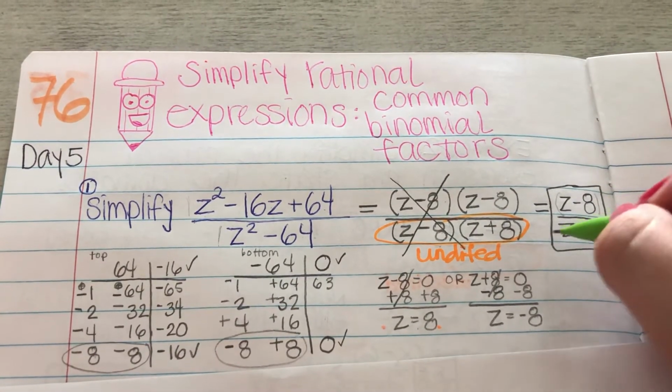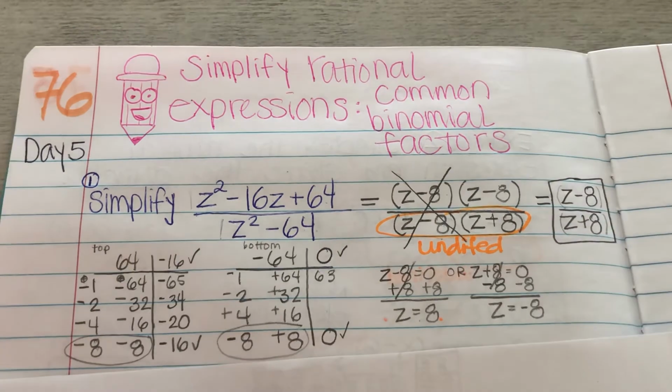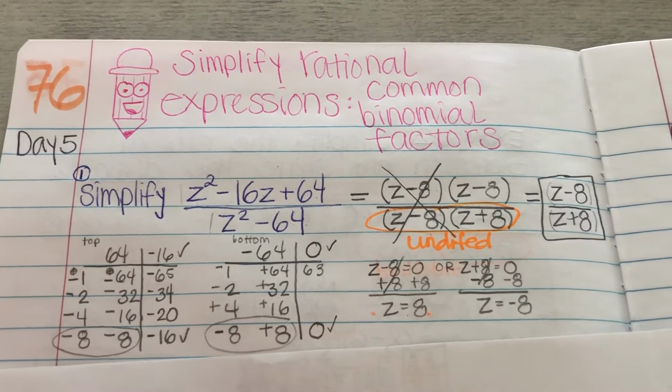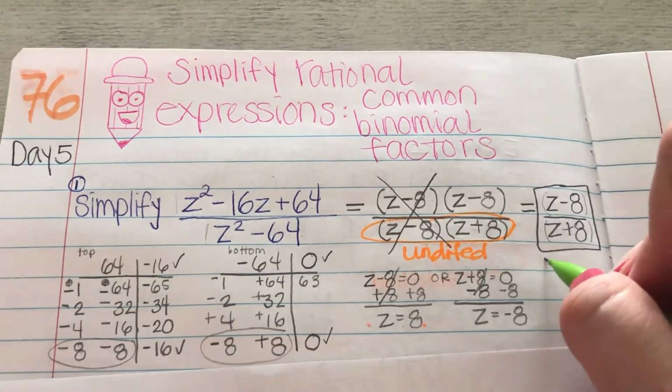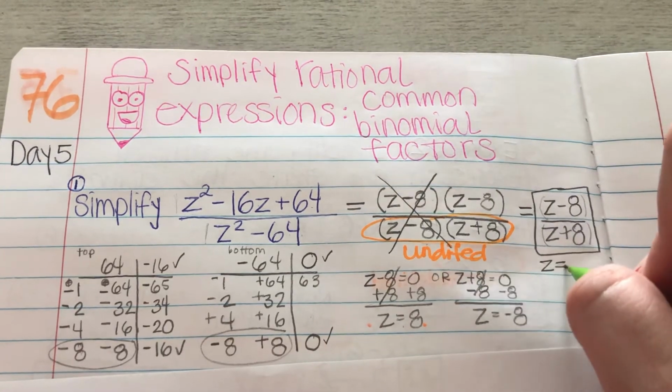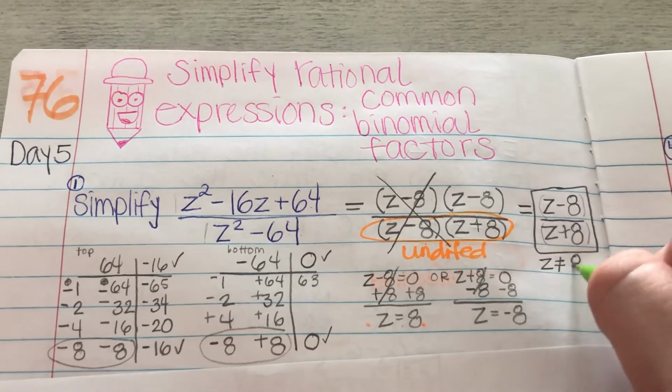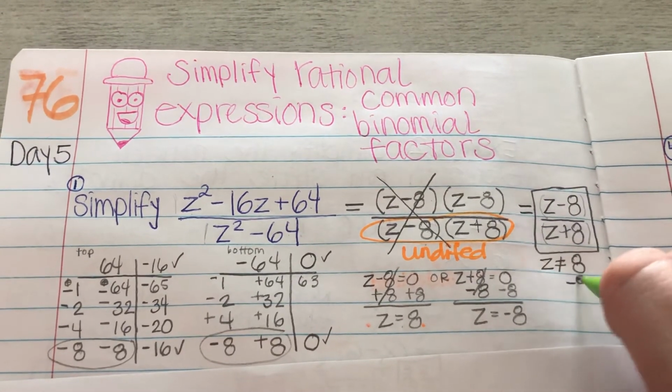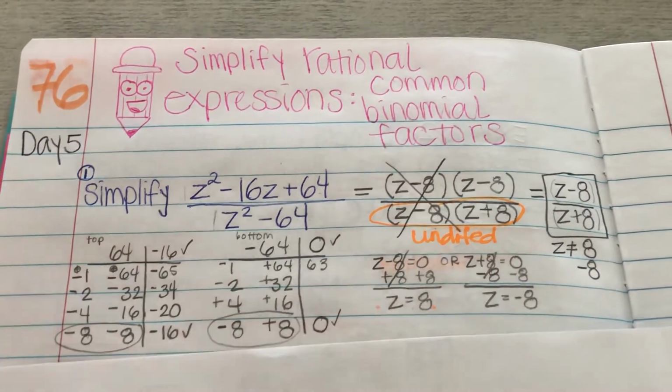I like parentheses, but that's because I know where we're going. Okay, once again, I just know where we're going. And of course, the Z's that it cannot be are 8 and negative 8. Those are the two.